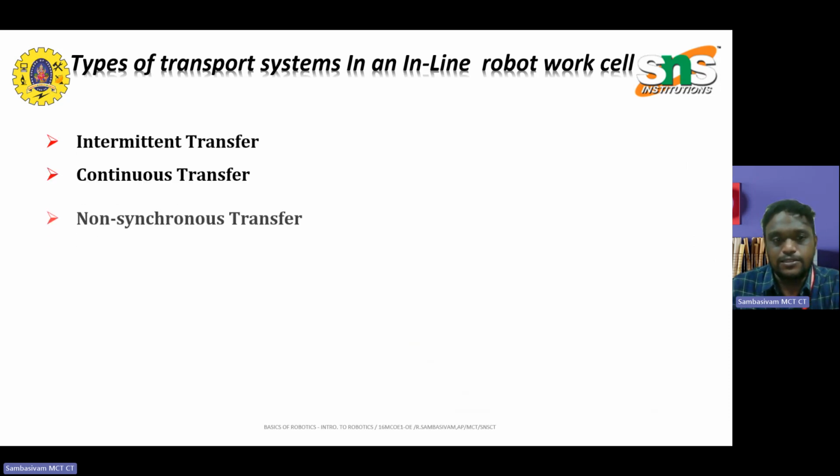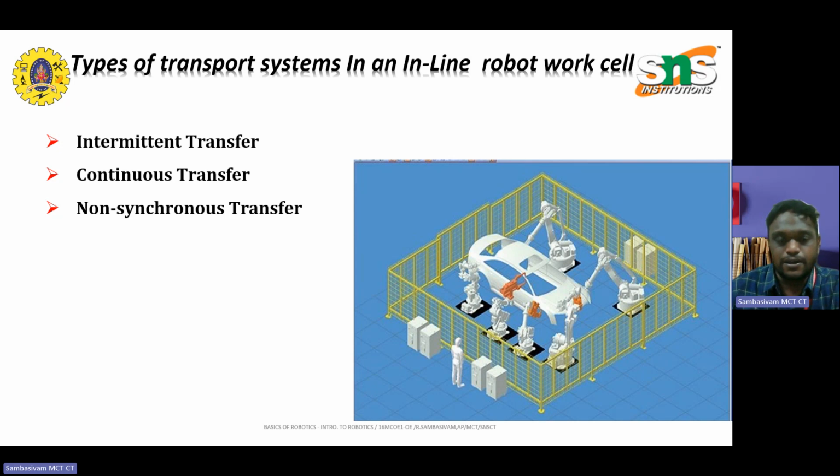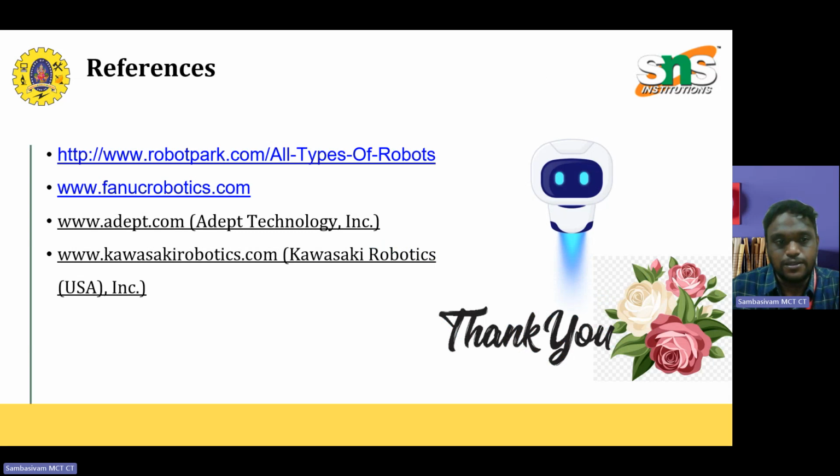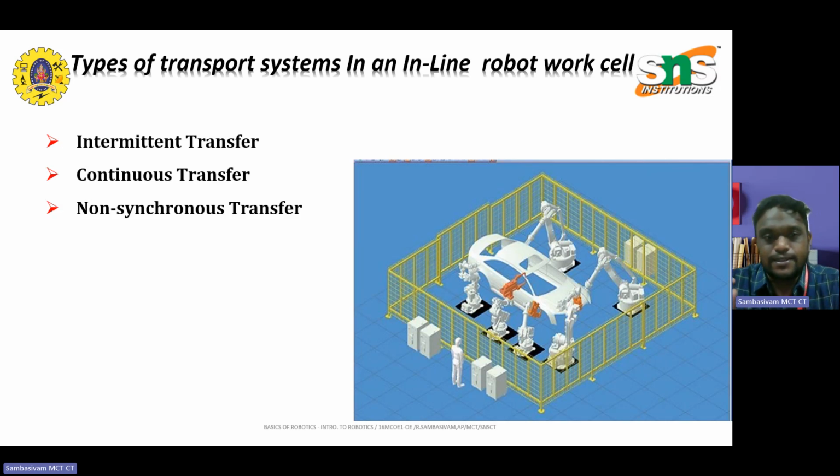These are the three types: intermittent transfer lines, continuous transfer lines, and non-synchronous transfer lines. Intermittent transfer has a start-and-stop motion, along with synchronized transfer, so all the parts move simultaneously.